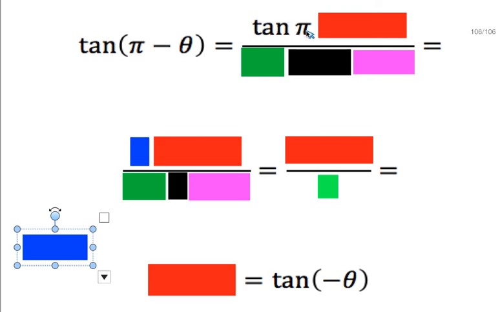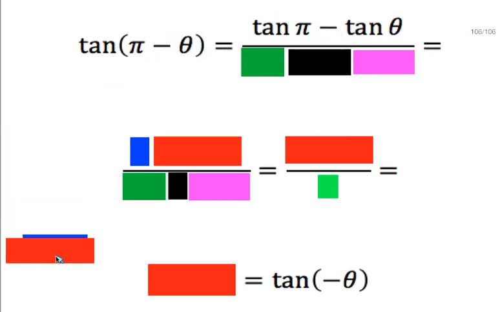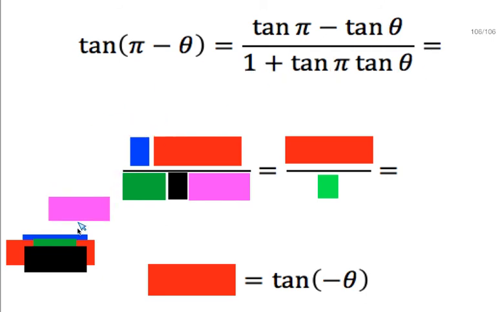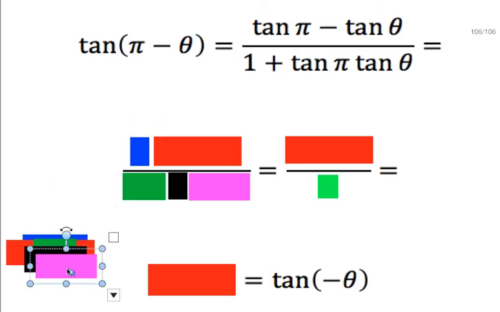In the numerator, we have tangent pi minus tangent theta. Sorry about that, guys. And then in the denominator, we have 1 plus tangent pi times tangent theta.